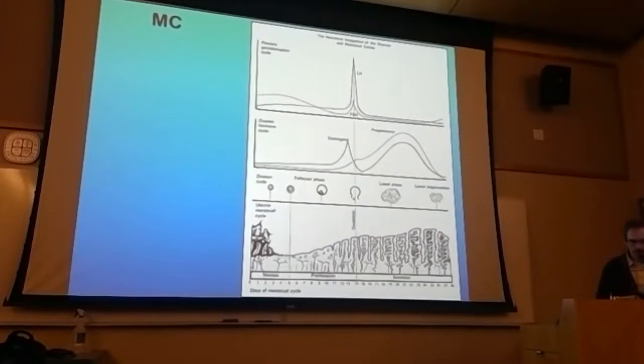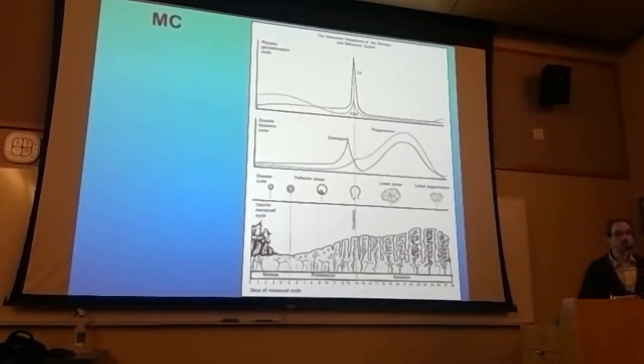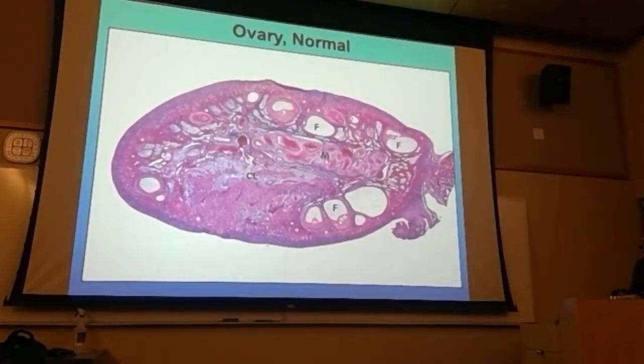Now, I also said this condition was characterized by multiple cysts in the ovary. That's usually one of the findings. It doesn't have to be, but usually PCOS, polycystic ovarian disease, is characterized by multiple cysts found in the ovary. Let's take a look at that. Let's first take a look at a normal ovary. Here's a normal ovary. This happens to be a simian ovary. You can see a lot of the normal anatomy of the ovary here.